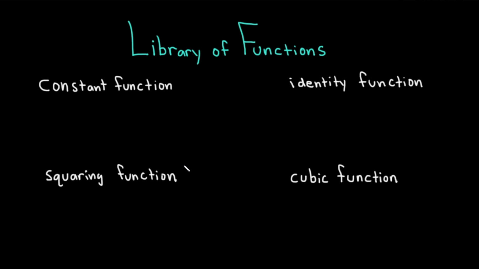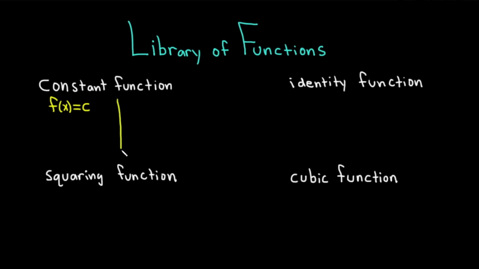In this video, we're going to be discussing the library of functions. We're going to be looking at some of the most important functions in mathematics. Let's start with the constant function. So the constant function is the function f of x equal to a number, so it's constant. So I'll use the letter C to denote that it's a constant number. It's called constant because it doesn't change. Let me show you the graph.